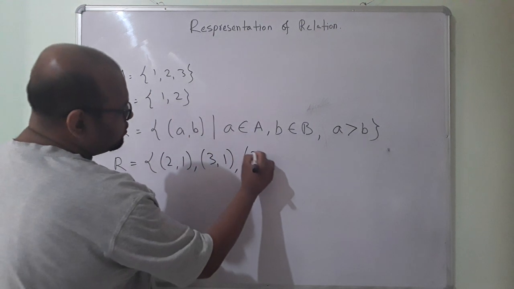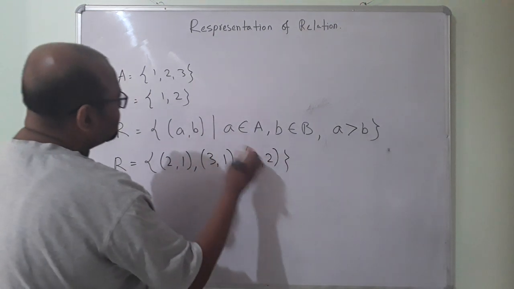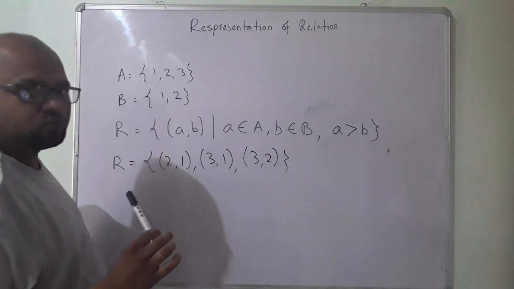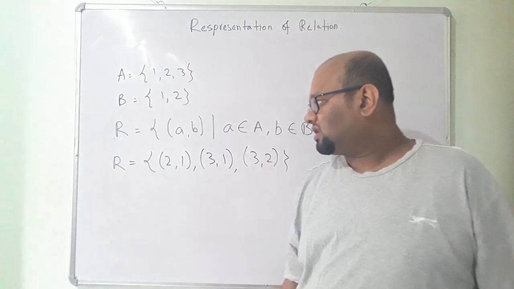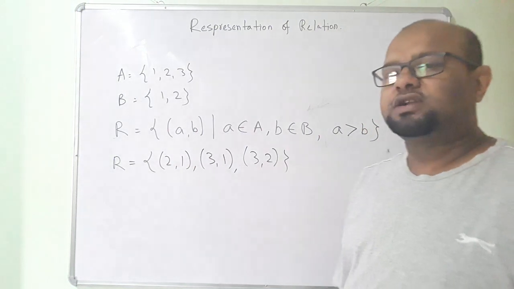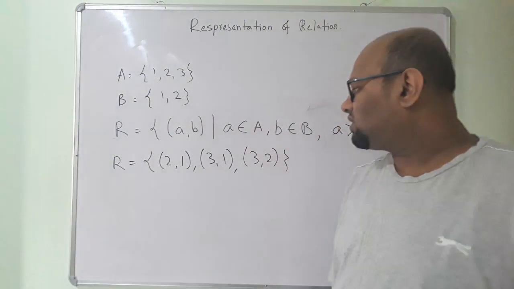Yes, 3 is greater than 2. So (3, 2) will belong to the relation. Is 2 greater than 2? 2 is not greater than 2. 2 and 2 are equal. So (2, 2) will not belong to the relation. These are all the ordered pairs that will belong to the relation.